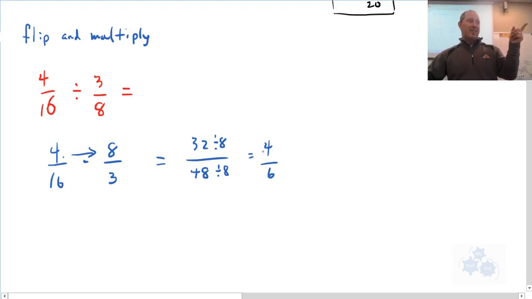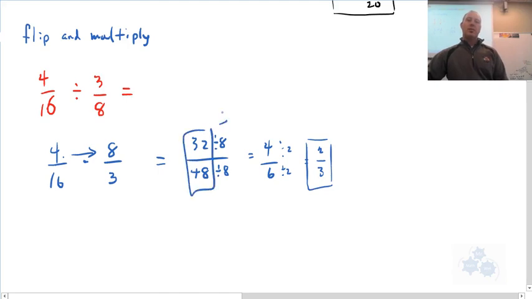However, we can still reduce this further. So you have to look again, and we can divide both sides by 2. And that becomes what? 2 over 3. That's your final answer right there. Now, you could have saved yourself a little bit of work by dividing this fraction by what? Instead of 8, we could have divided by the largest common factor, which would have been 16, I guess. Okay?